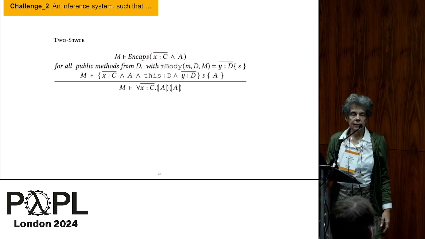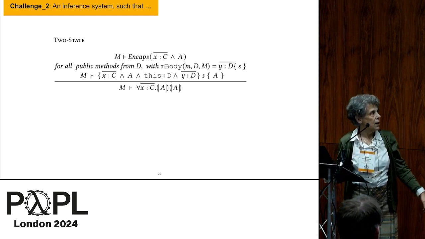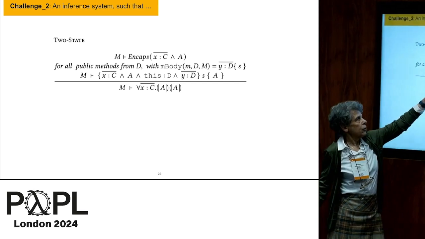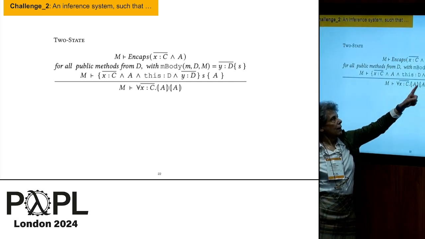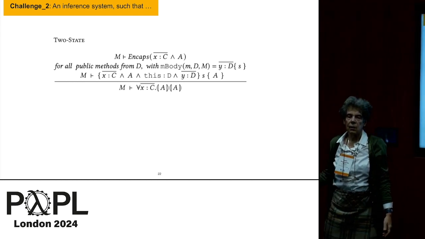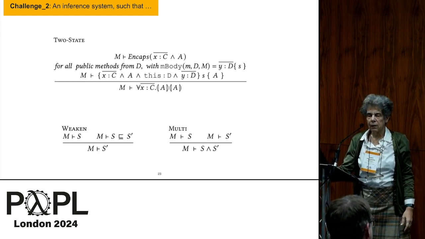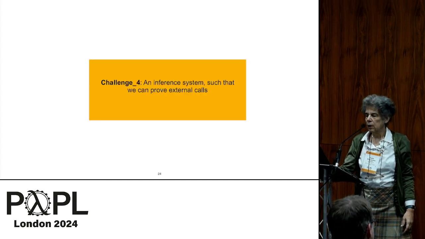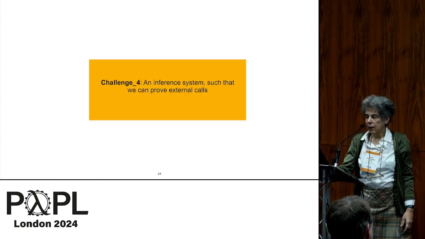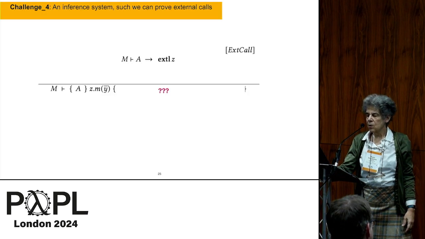If indeed the assertion is encapsulated, what we need to do is find all the public methods from the module, and for those public methods, prove that their bodies preserve the assertion A. And then there are forms of weakening, strengthening, and so on and so on. Then the fourth challenge is, how can we prove the external calls?